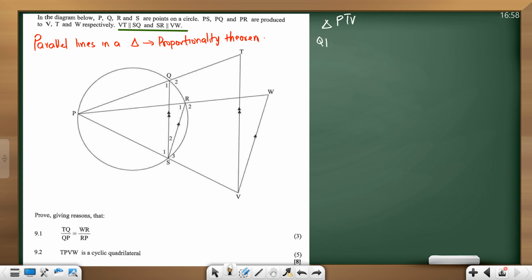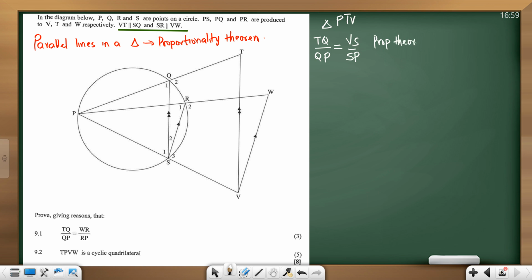QP, no, they want TQ. Let's follow them. Follow the order. TQ over QP. Does somebody want to tell me what I should write? What is TQ over QP? Anybody? VS over SP. VS over SP. And what's my reason? Proportionality theorem. Thank you, Rati.